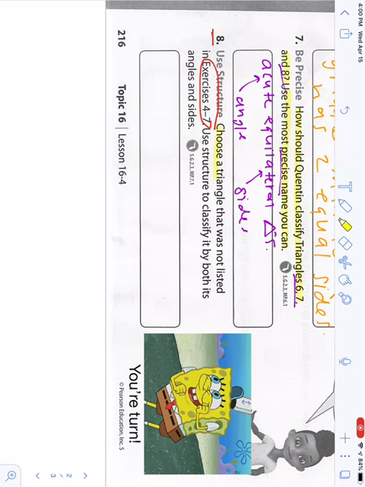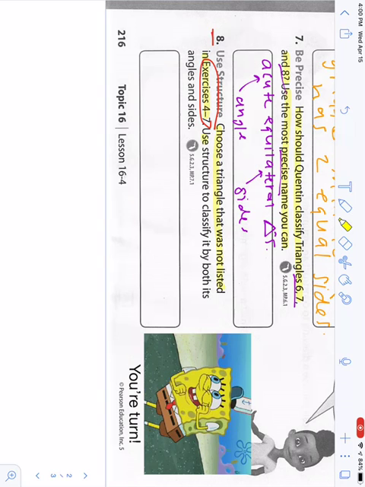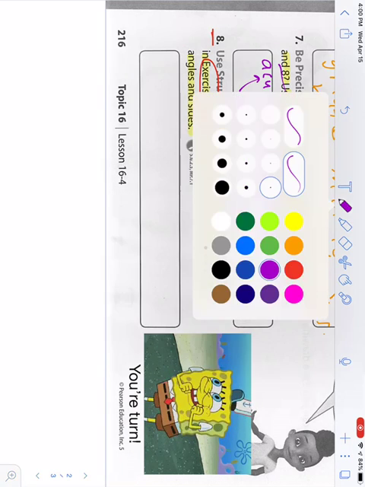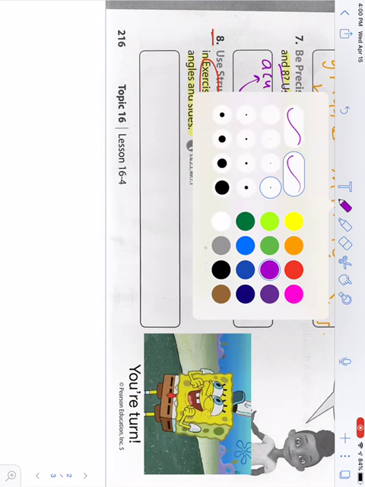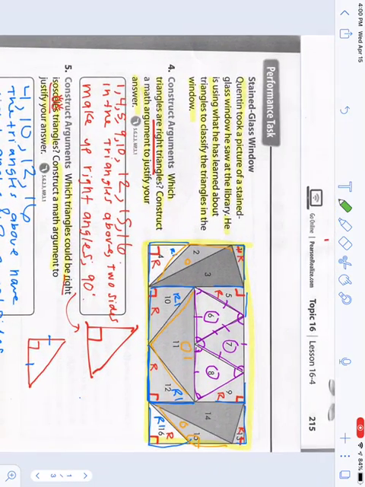It says, choose a triangle that was not listed in exercises 4 through 7. Use structure to classify it by both its sides and its angles. So let's use another fun color. Have we used blue yet? Yeah, we did. Let's use green. So let's go back. Which ones did we not talk about? We did not talk about 3 or 14, really, and we did 2 and 15 on our own. So let's take a look at those. Those are both the same.